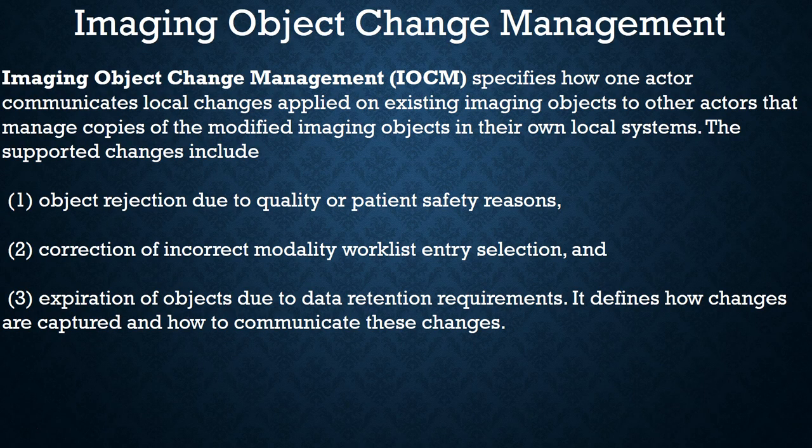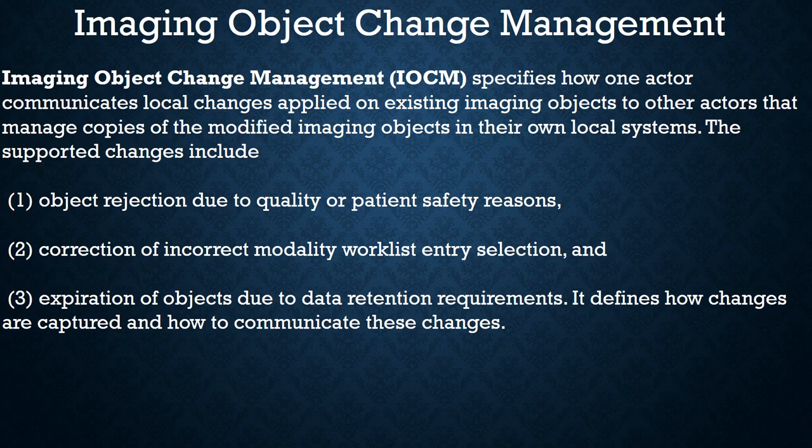Imaging Object Change Management. IOCM specifies how one actor communicates local changes applied on existing imaging objects to other actors that manage copies of the modified imaging objects in their own local systems. What that really means is if you send the image to the radiologist and he draws a big arrow or uses the text tool to write, right here is the cancer with an arrow drawn to it, you want that change, that object change, to be copied forward. Right? You want the ER physician to see the arrow and the note.